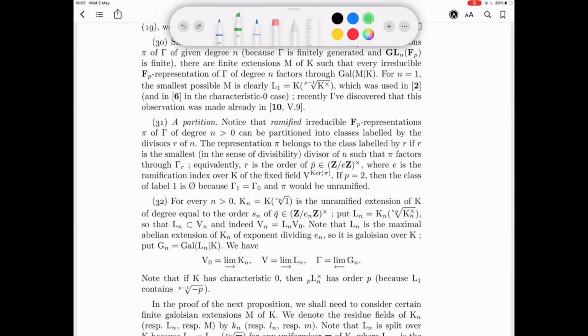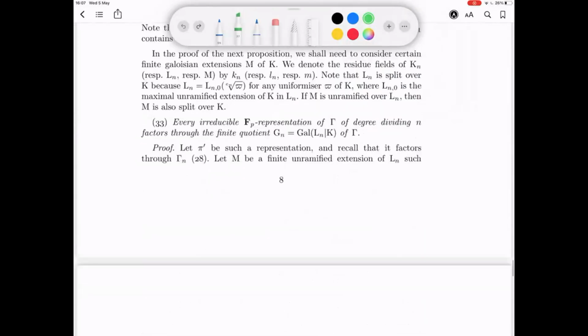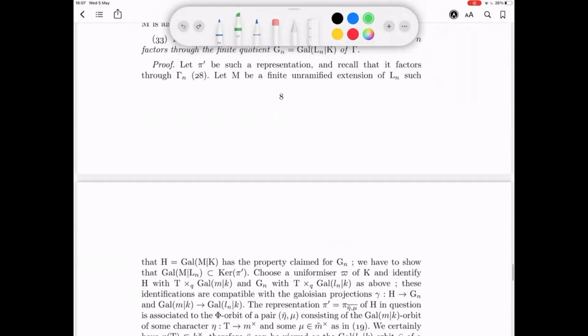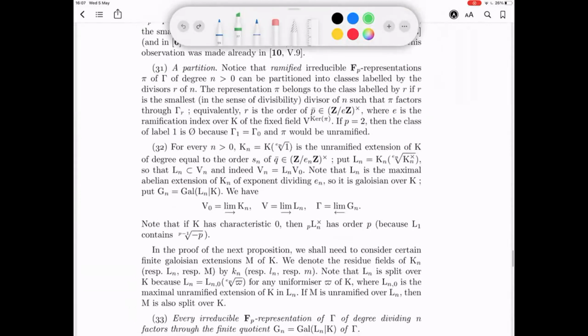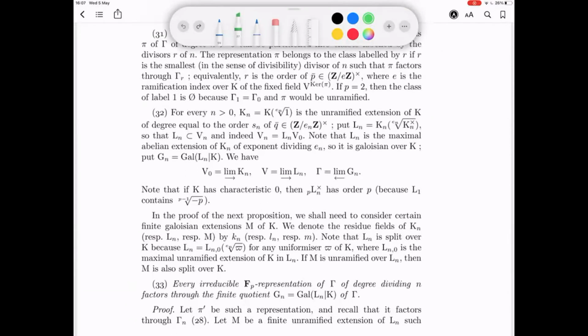And the primitive extensions of degree p to the n of K are in bijection with irreducible sub-representations of this representation of G_n of degree n. So that's why we have determined all irreducible degree p representations, and I've just given you an idea of where they are going to be needed. They are going to be needed ultimately in order to parameterize the set of primitive extensions of K of degree p to the n.